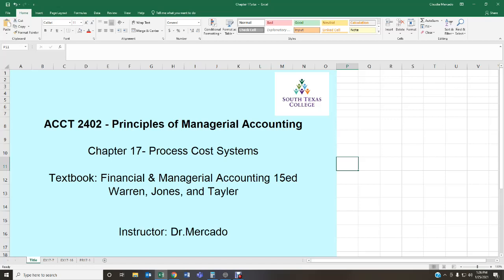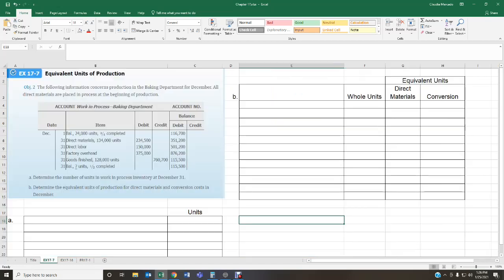Okay, so I'm going to jump right into the first exercise that I'm going to be doing today. This is exercise 17-7. Okay, so exercise 17-7 deals with equivalent units of production. It says the following information concerns production in the baking department for December. All direct materials are placed in process at the beginning of production. That is very important. Okay, all direct materials are placed in process at the beginning of production.